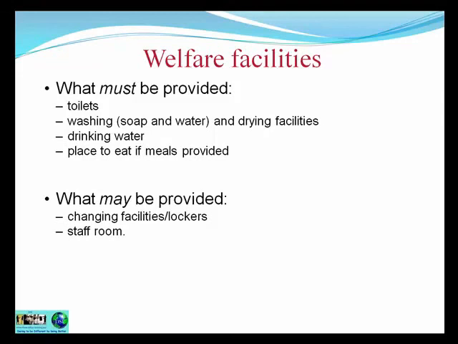And these are the welfare facilities that I mentioned earlier, what must be provided under health and safety law. First of all, toilets, then washing facilities with soap and water and drying facilities, drinking or potable water, and a place to eat if meals are provided. What may be provided, a bit of a wish list if you like, changing facilities and lockers, and a staff room.